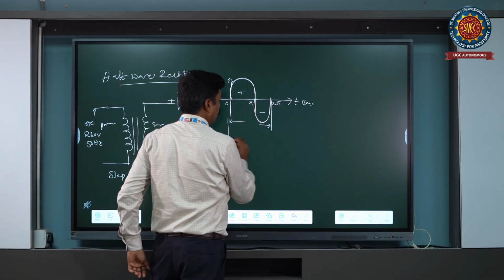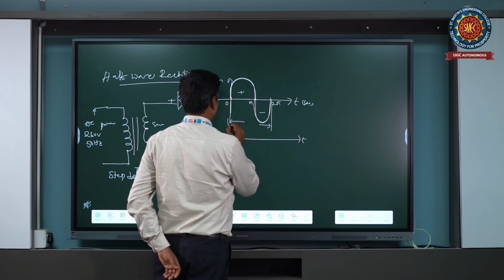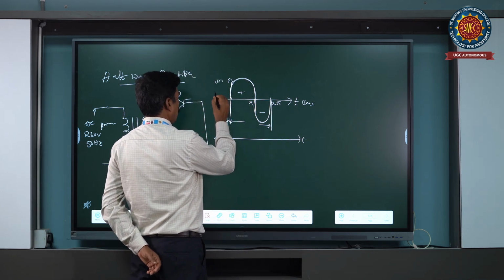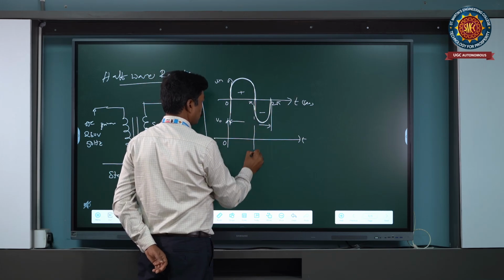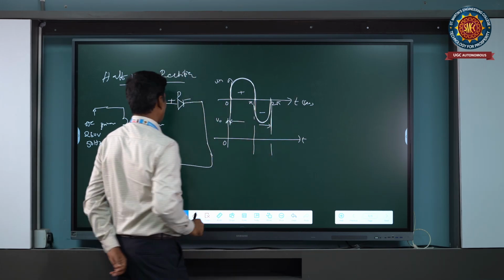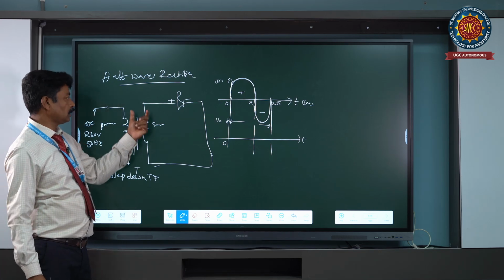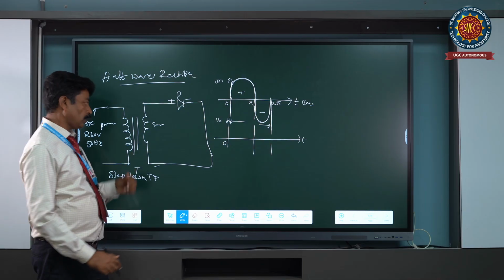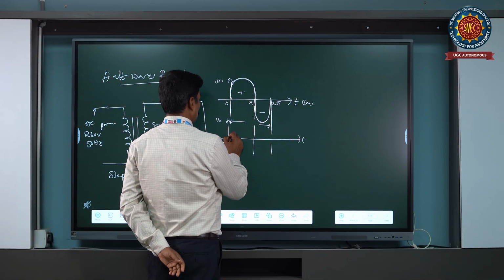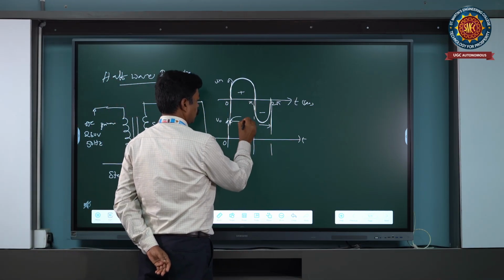You can observe the output waveform, V out. It is the positive cycle. The diode is connected in forward bias, so the diode is in the on condition during the positive cycle.